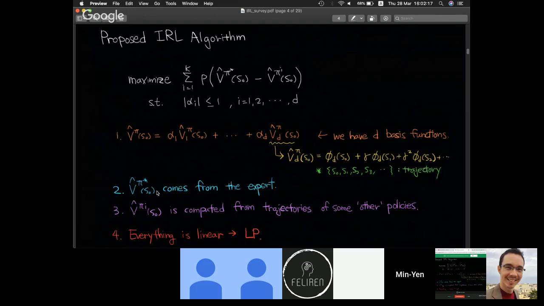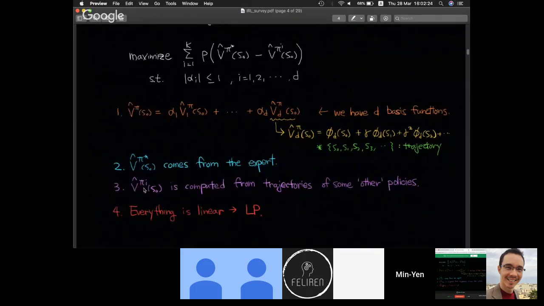So the optimal one comes from the expert, through demonstrations, for example, and then we have to compute these from a simulator that we can use to generate other policies, right? And so we're just going to accept that we have this bias problem, that we can't necessarily represent everything that we'd like. To make it tractable, we'll just say it's linear, and then it becomes a linear programming problem.